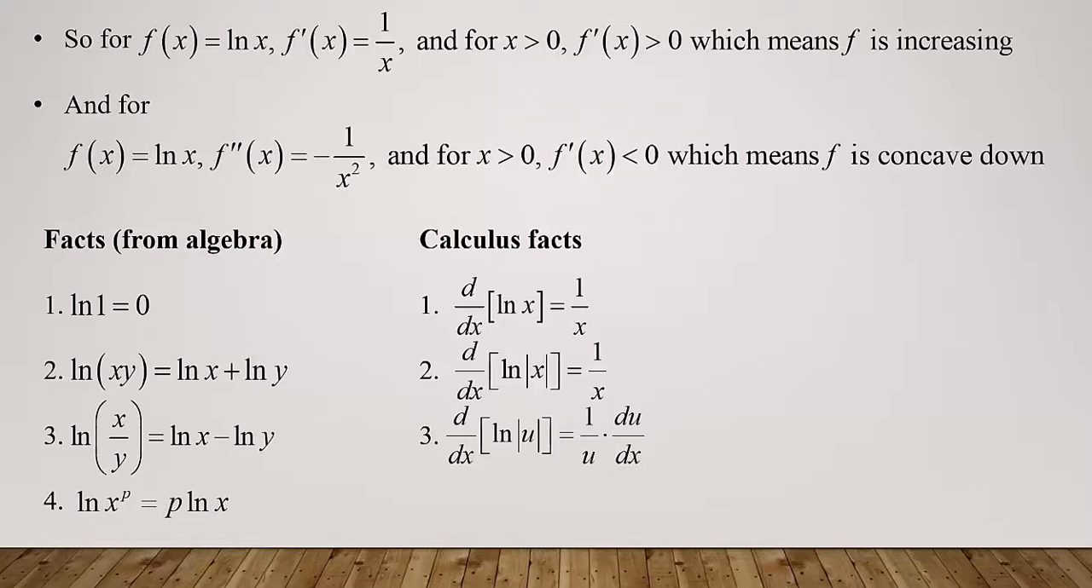Since we know the derivative of natural log absolute value of x is 1 over x, for free we get the integral of 1 over x dx is the natural log absolute value of x plus c. So that fourth fact kind of fills in that missing item for the power rule. We now know what the antiderivative of 1 over x is. It's natural log absolute value of x plus c.